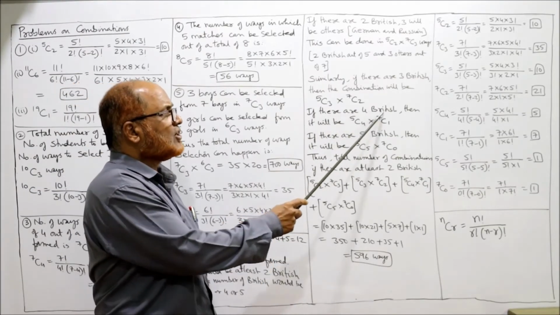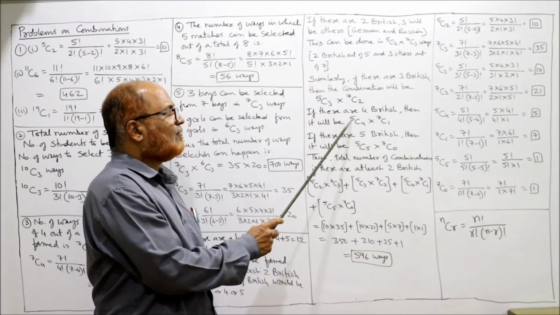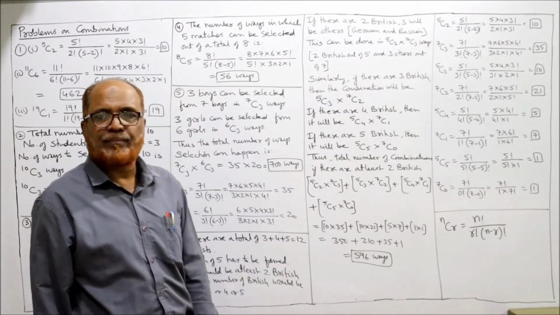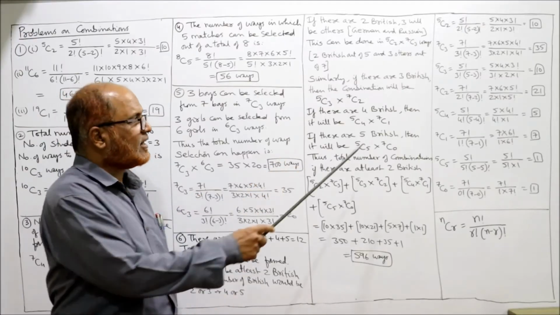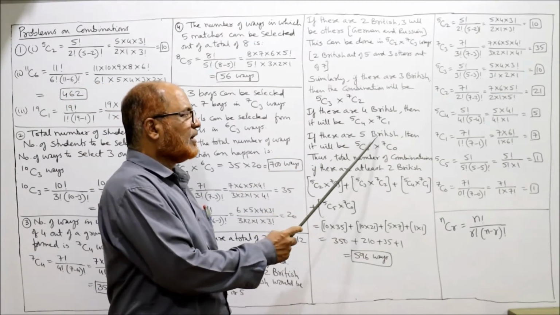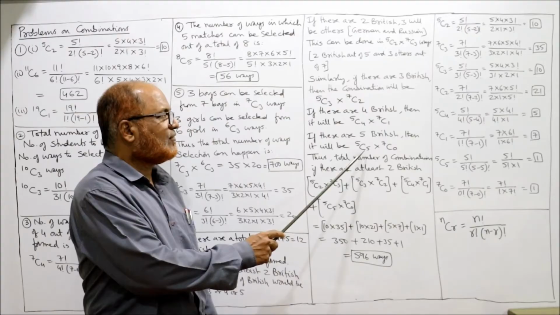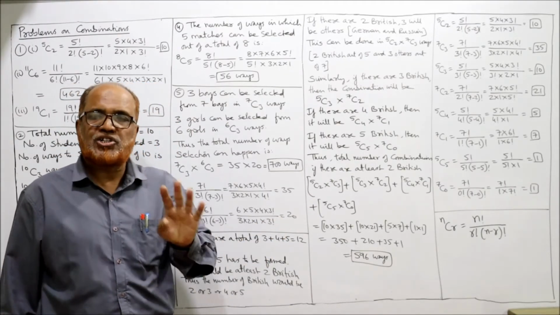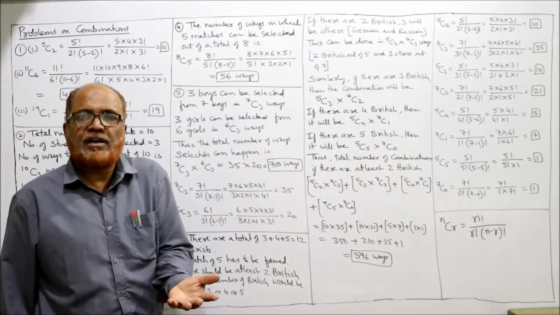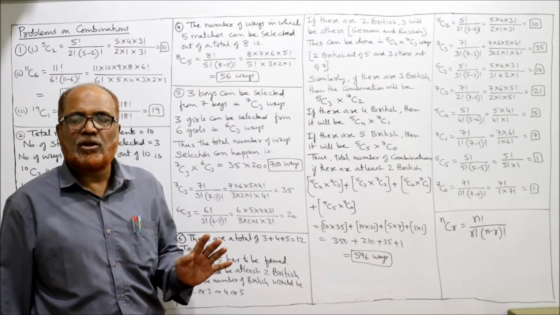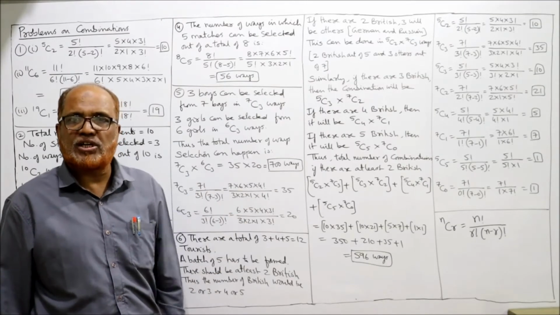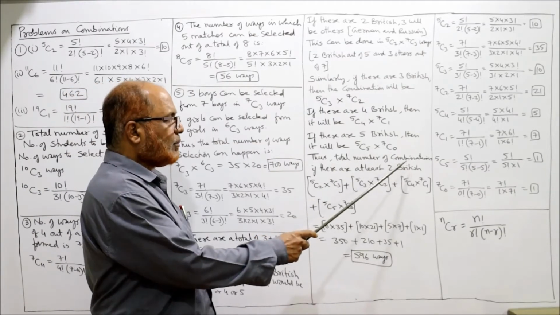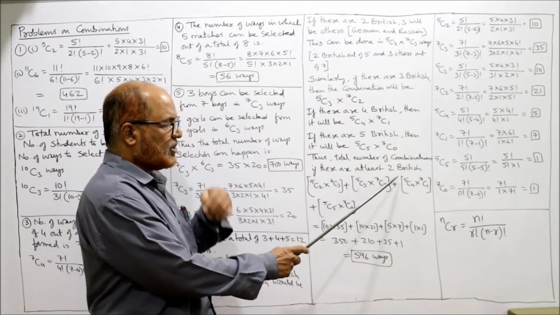If there are 4 British, then it will be 5C4, 7C1. 5 ब्रिटिशर्स में से 4 ब्रिटिशर्स आ गए, एक आदमी आना है, वो 7 में से एक आएगा. If there are 5 Britishers, then it will be 5C5 into 7C0. अगर पूरे 5 के 5 ब्रिटिशर्स आ गए, तो फिर एक भी और नहीं आएगा. 0 from others, no other person, जर्मन और रशियन नहीं आएंगे. Then 5C5 into 7C0.